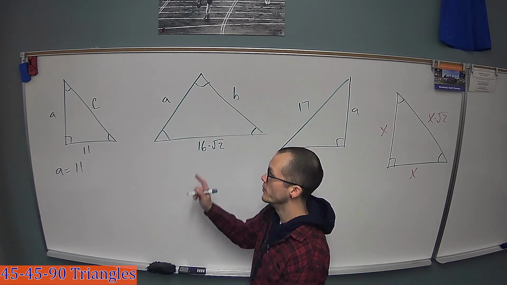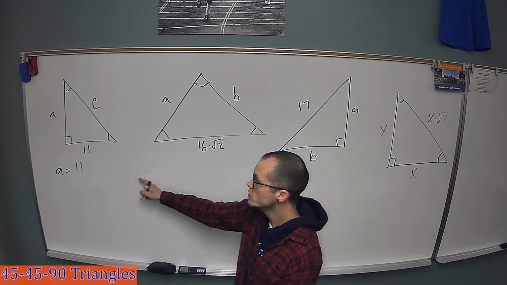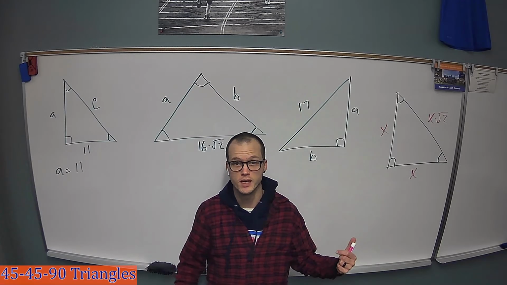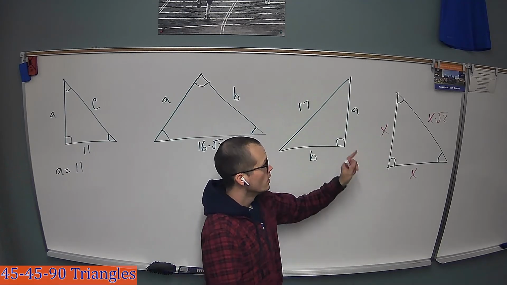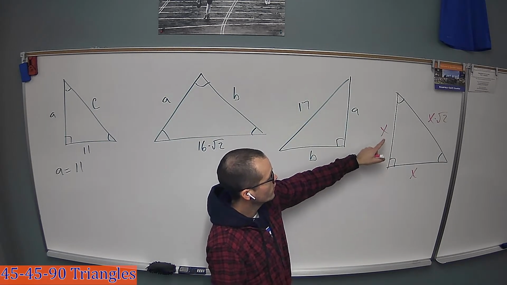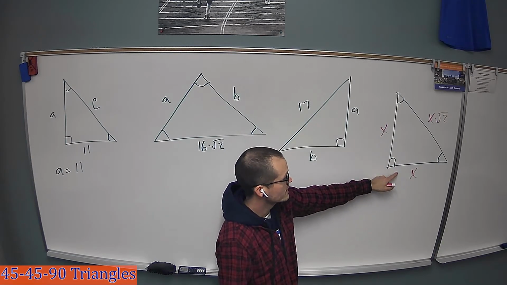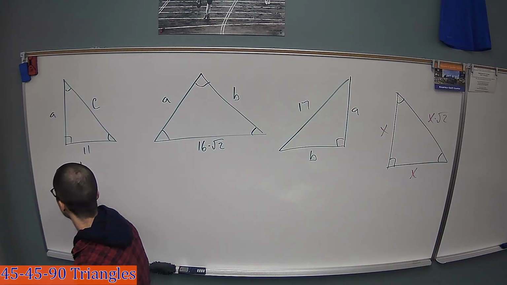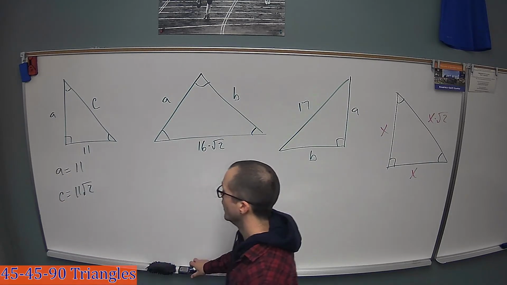Cool. Now, for C, we could do the whole Pythagorean theorem, 11 squared plus 11 squared equals C squared, and solve, like we did just a minute ago. I don't want to. Let's use our shortcut. This is still here. So if we know we have a leg length of, in our case, 11, all we need to do is multiply that by the square root of 2. So C is 11 root 2.